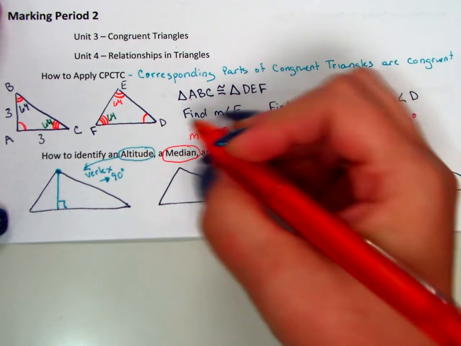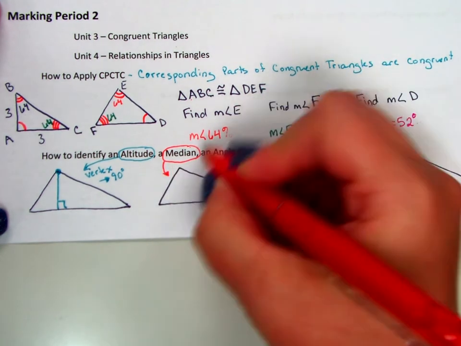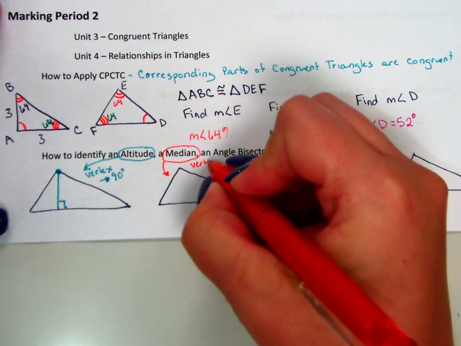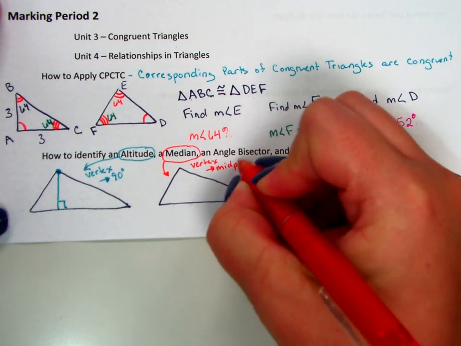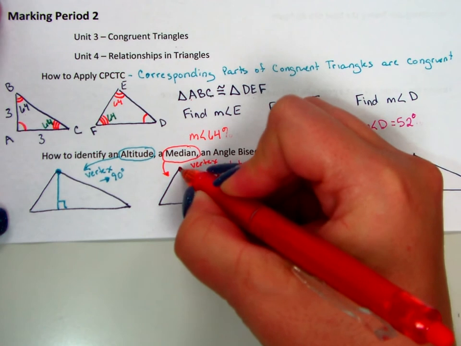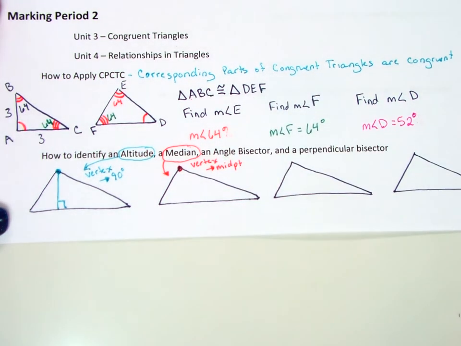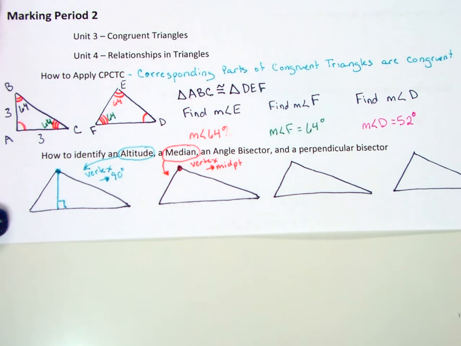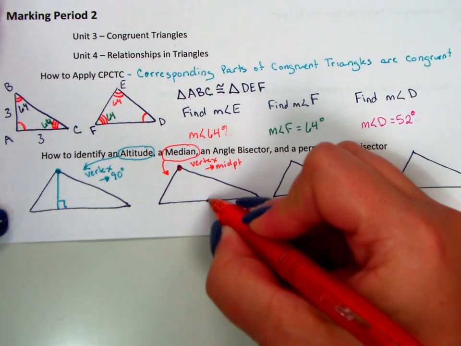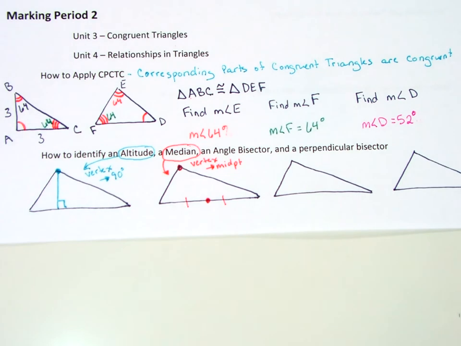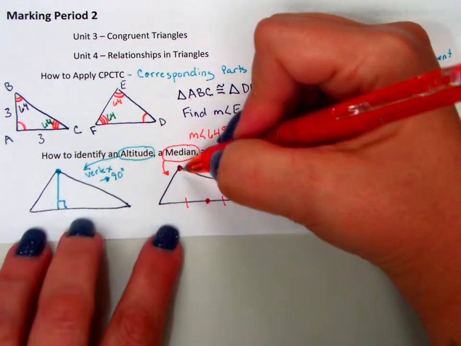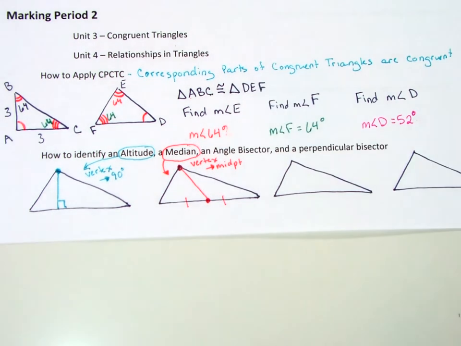Okay? For the median, your median also starts at a vertex, and it goes to a midpoint. So if I start here, then what I'm looking for to find the midpoint is a side that's got a point and tick marks, so I can say, oh yeah, that's a midpoint, or some way to show that that's a midpoint, right? That is a median.